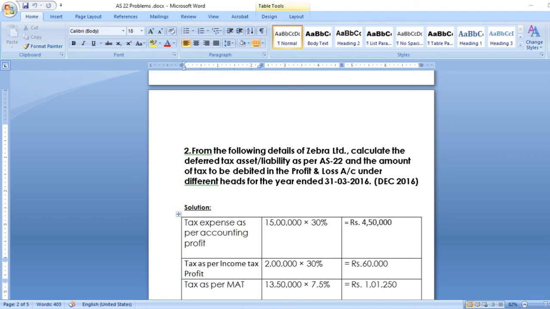Tax expenses: taxable income they have given 15 lakh, tax rate is 30%, and tax as per income tax is 2 lakh, tax rate is 30%, MAT is 13 lakh 50,000, tax rate is 7.5%. This is the question. We have to work out what is the total tax amount. Okay. So again I am reading. Accounting income is 15 lakh, on that tax is 30%. Then taxable income is 2 lakh, on that 30% tax. Then MAT book profit is 13 lakh 50,000, on that tax rate is 7.5%. You have to identify total tax.